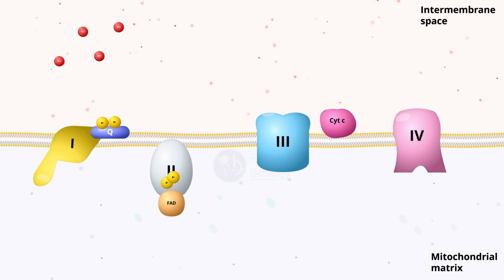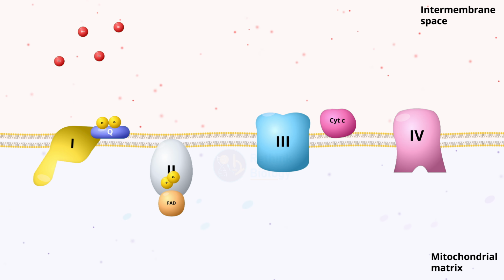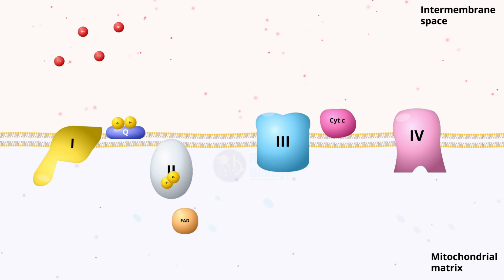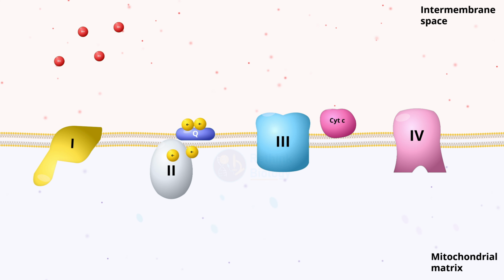Because complex 2 is small, it does not act as a proton pump. No protons are moved across the membrane at this step. The electrons from complex 2 are also picked up by coenzyme Q.